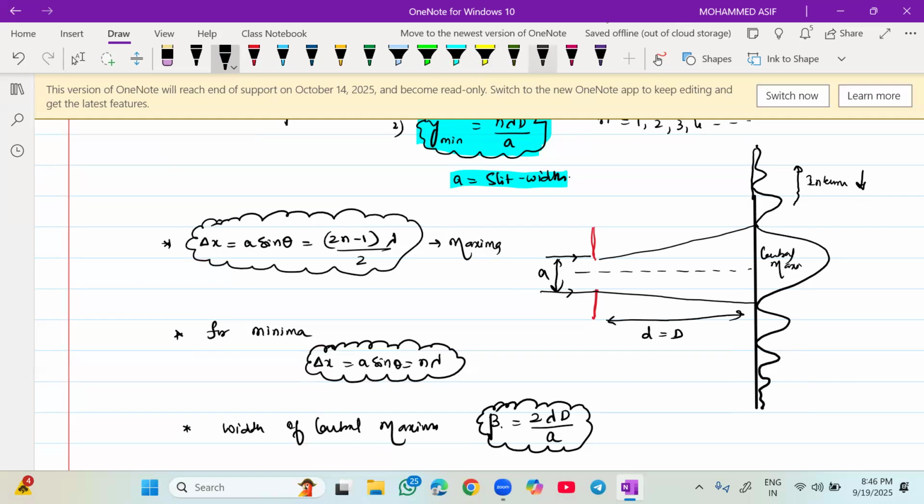Okay. Where is the first maxima formed? Anyone can tell me? This will be the first minima, and this one is also your first minima. And here, right now, this is your first maximum. This is your first maximum, and here also, this is your first maximum. Am I clear? Any doubt in this?